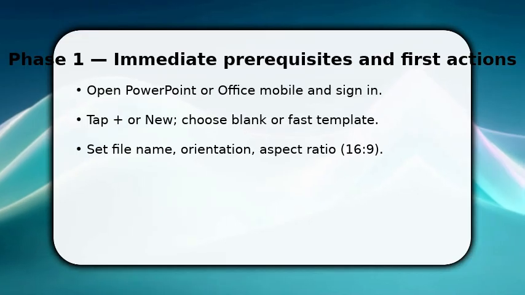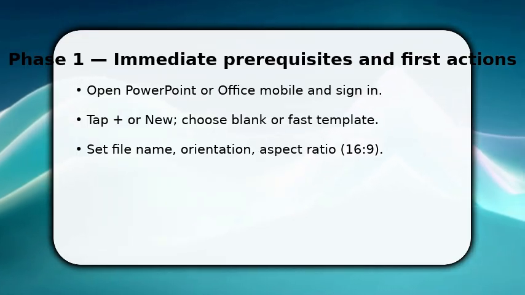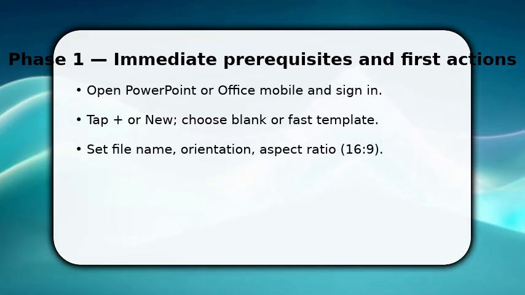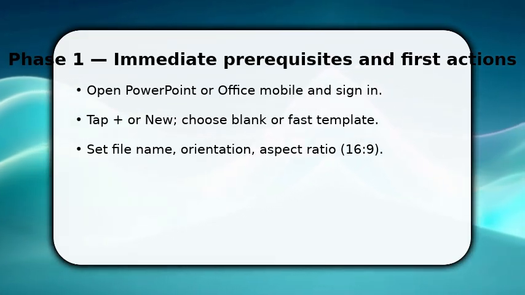Make sure to set orientation and aspect ratio early. 16:9 is common for screens. Now add a title slide. Tap text boxes, type, and use the formatting bar to set size and weight.